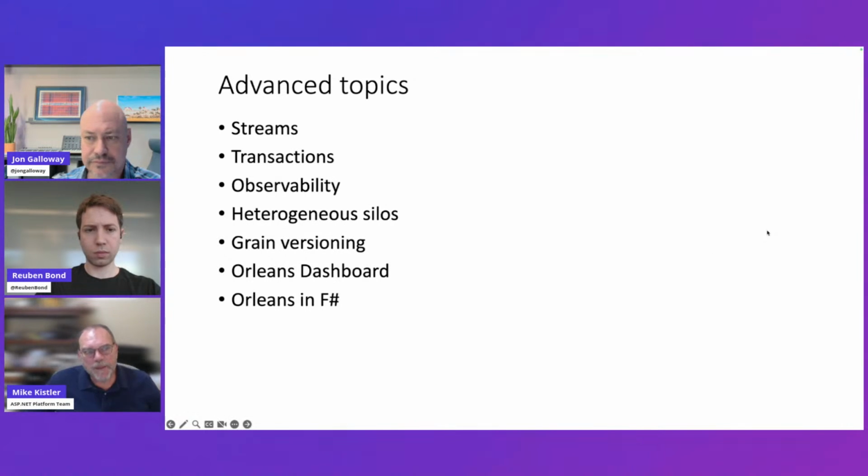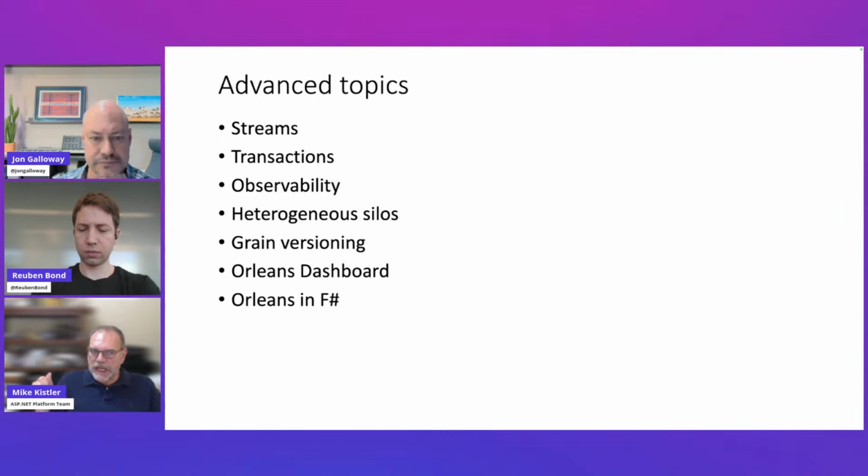There are a bunch of advanced topics about Orleans that we won't go into here, but there's lots of documentation on the Learn site that explain streams and transactions, observability, heterogeneous silos. These would be silos where some grains need to live because of the particular capabilities of that silo. Grain versioning, what do you do when you need to update a grain and know its version? There's an Orleans dashboard that lets you visualize what's happening in your Orleans application. And Orleans is also available in F#, and we have some samples for that in the repo.